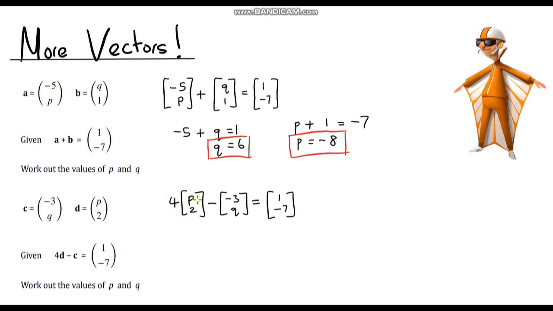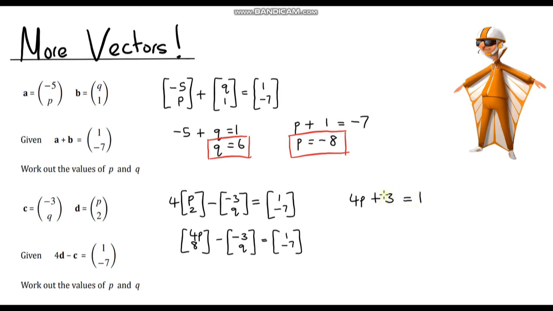So first of all, let's just evaluate this. So if we have 4 lots of this vector, we're just going to multiply each of these components by 4. So that's going to give us 4p for our horizontal component. And our vertical component will be 8. It's just 4 times 2. And then subtract. I'm just going to write down all of this. And now if we just focus on the top row, we're going to have 4p subtract negative 3, well that's the same as 4p plus 3, and that is going to equal 1.